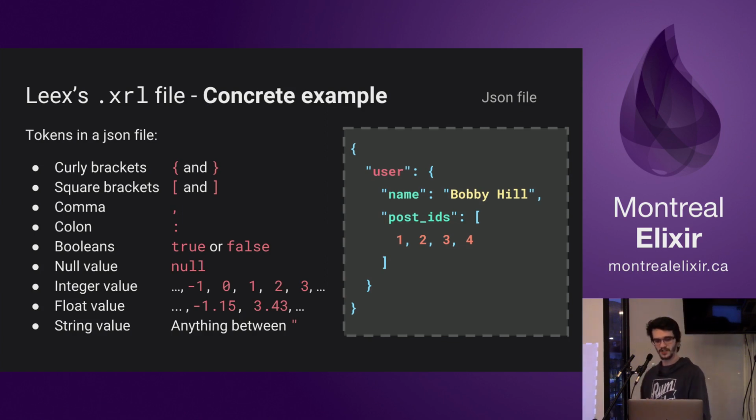So for our JSON parser example, these are the tokens we'll need. We'll need curly brackets, square brackets for arrays, a comma to separate values, a colon for key-value in the object, true, false, and null, integers with negative integers, floats, and strings, which are anything between double quotes. We have an example here of a JSON, which is a user that has a name, which is Bobby Hill, and which has post IDs 1 to 4 in an array.